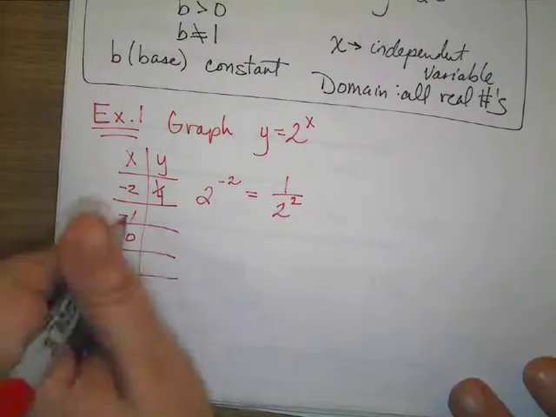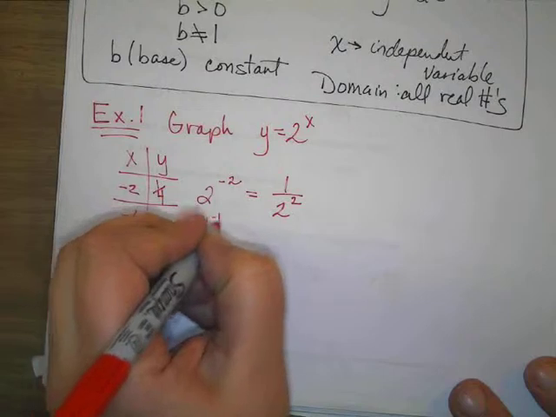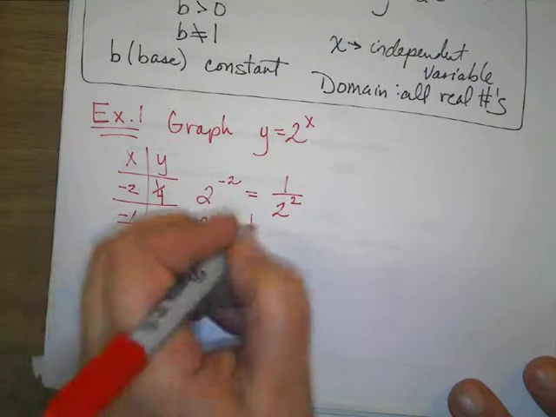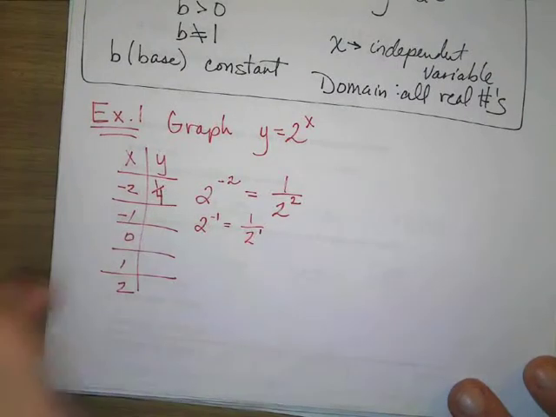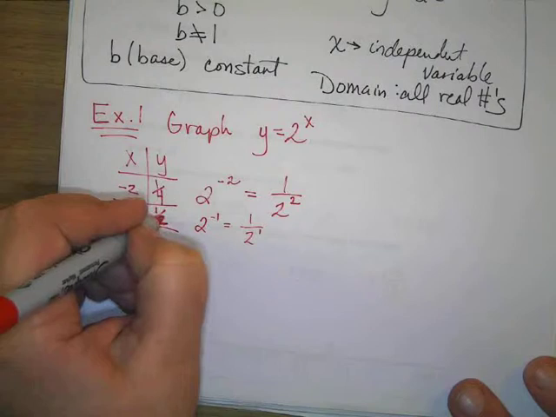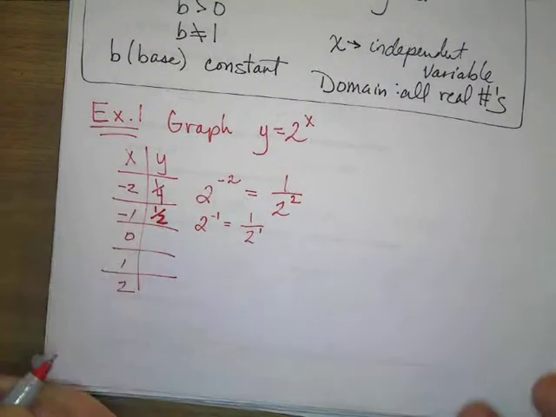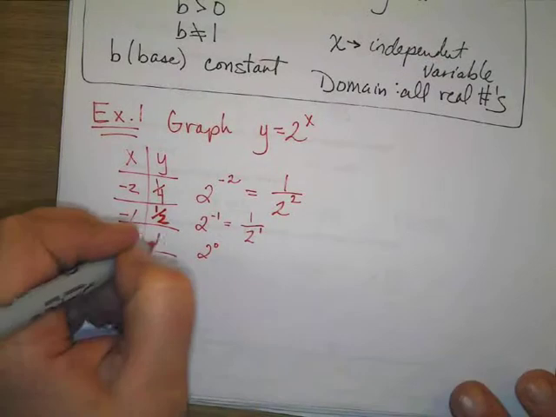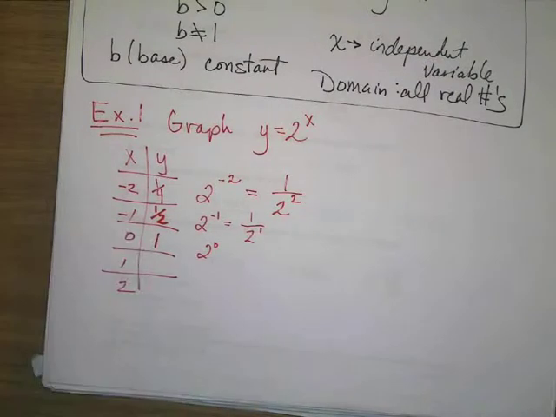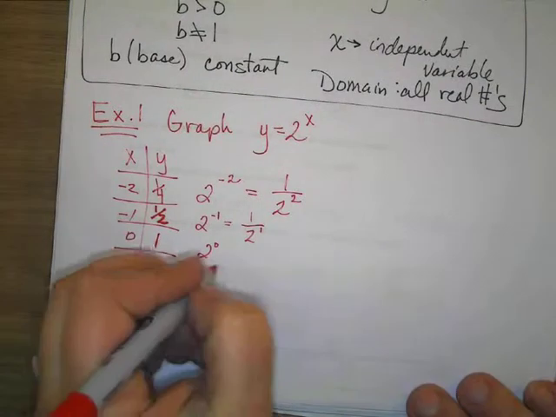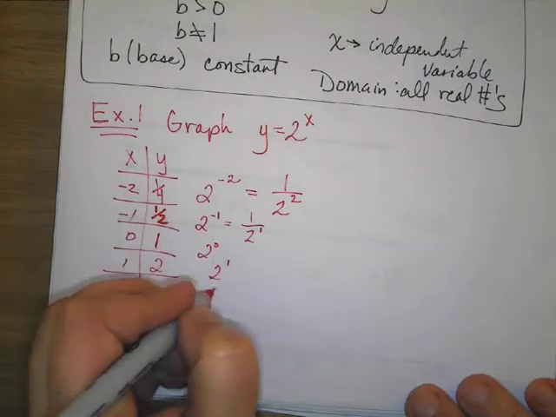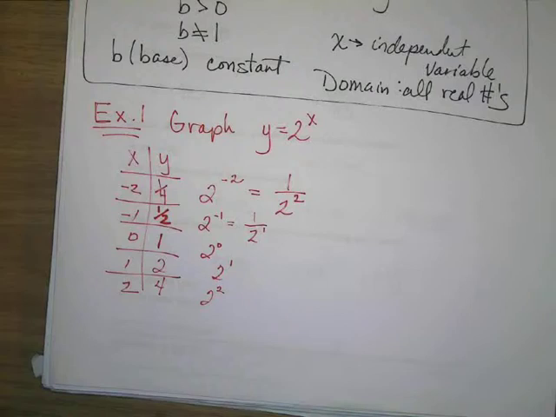So now let's put a -1 in. Uh-oh, negative in the exponent. So it's 1 over 2 to the first. Well, 2 to the first is just 2, so it's 1/2. Good job. Uh-oh, 2 to the 0. 1. Anything to the 0 is 1. Now put a 1 in. 2. Put a 2 in. 4. And we're going to graph it.